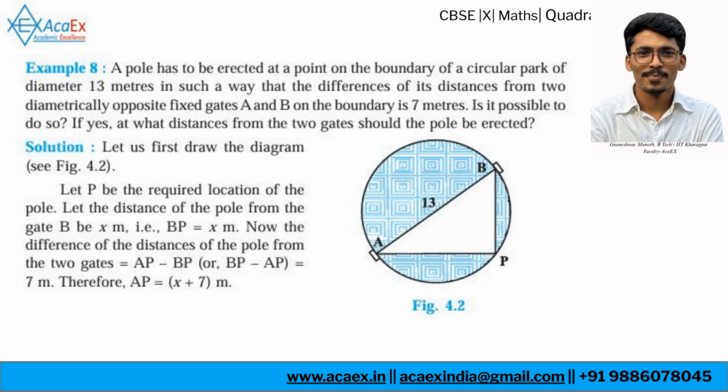Example 8, word problem. Problem: is it possible to erect a pole on the boundary of a circular park, diameter 13 meters, such that the difference of its distances from two opposite gates, A and B, is 7 meters? If yes, find the distances. Solution: let the distance from the pole, P, to gate B be x meters. Then the distance to gate A is x plus 7 meters.